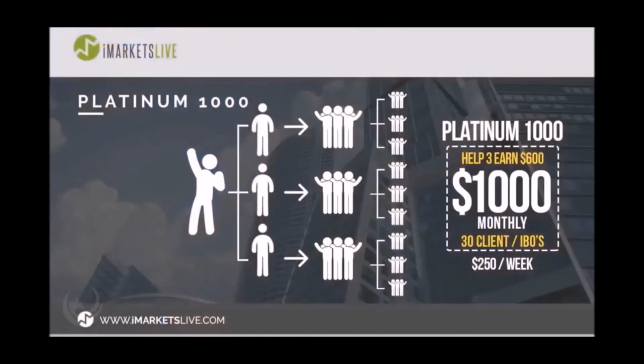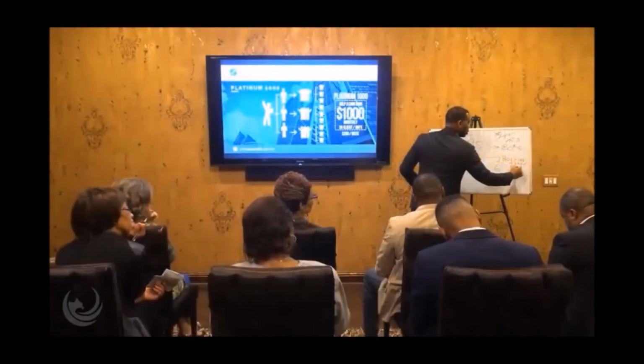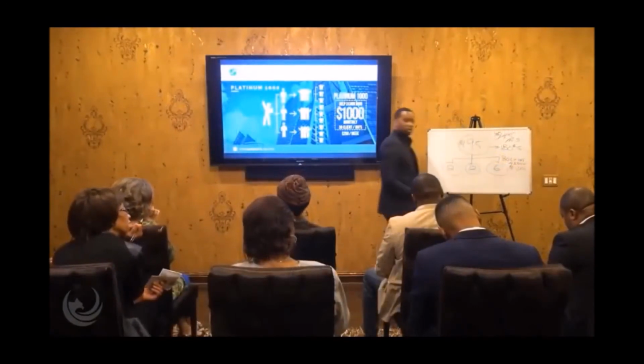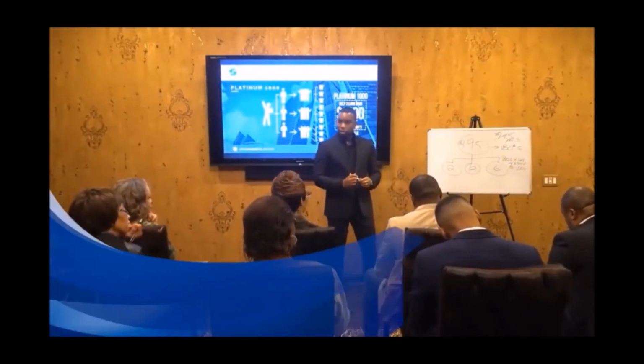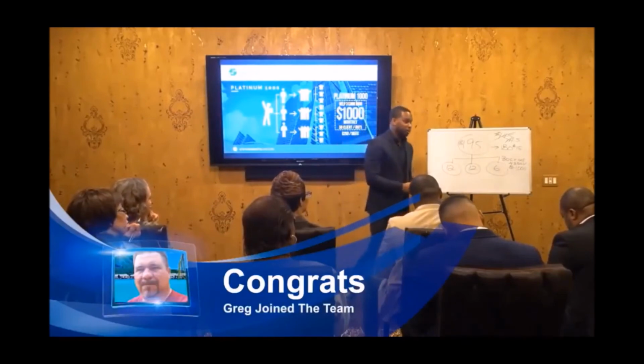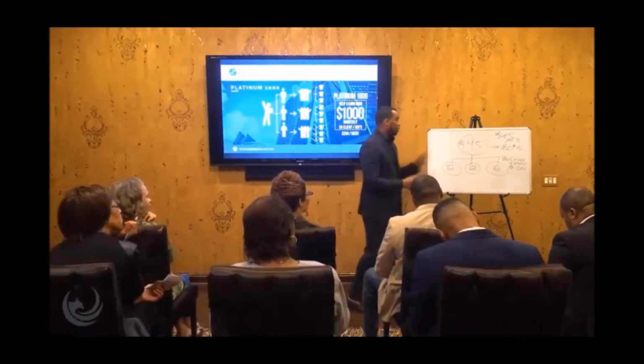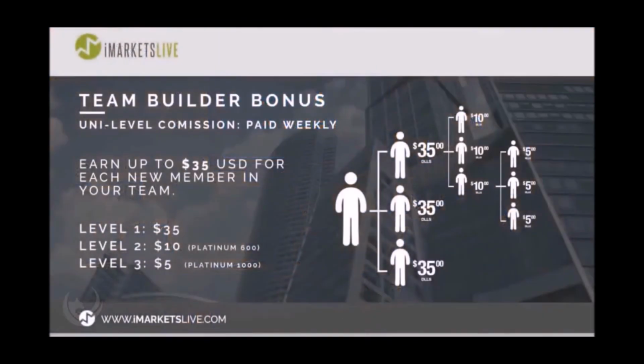The next rank is Platinum 1000. So 12, 12, 6. You have 30 customers in your business, 30 customers times 145. You're now generating $4,350 in volume. Your residual income is $1,000 per month for generating $4,350 in revenue. And by the way, every single time you enroll a new customer, you earn a $35 fast start. It's a referral bonus that the company pays out to you.